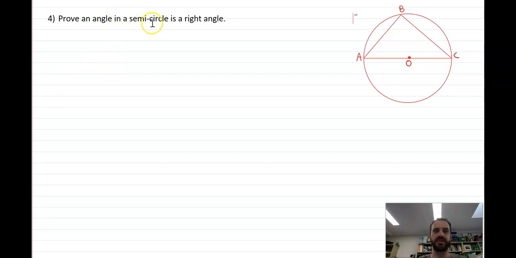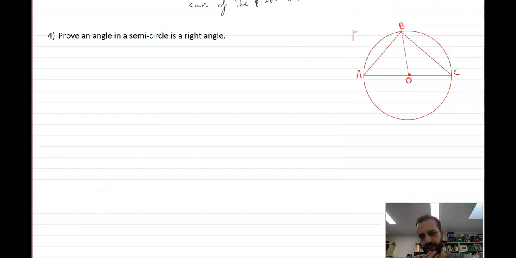Prove an angle in a semicircle is a right angle. So you've done this before, but not with vectors. We're going to do it with vectors this time. So we're going to prove that that is a right angle. You might want to pause the video here, seeing that you've already done 3 vector proofs. You might want to consider some of these, or the ways in which you can do it.